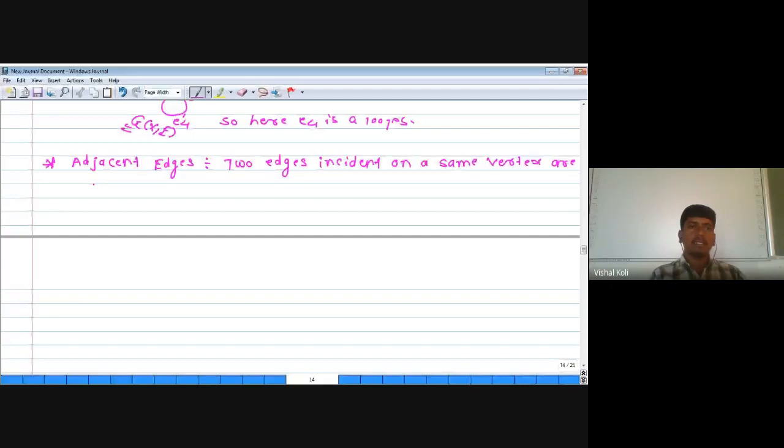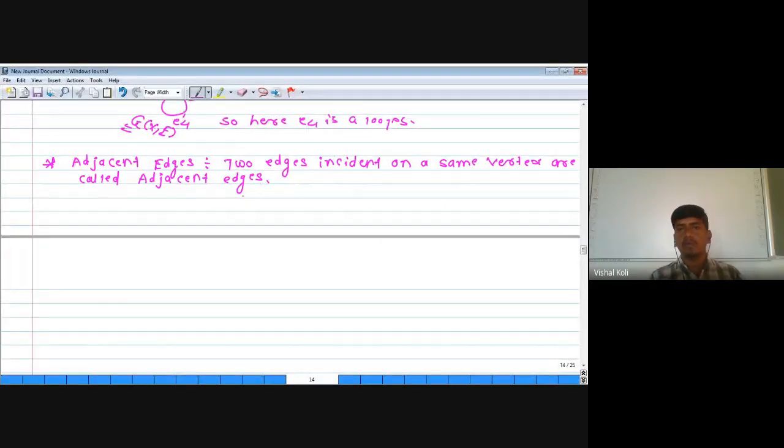Called adjacent edges. So any two edges E1 and E2 of a graph G are said to be adjacent edges if they are incident on a same vertex.